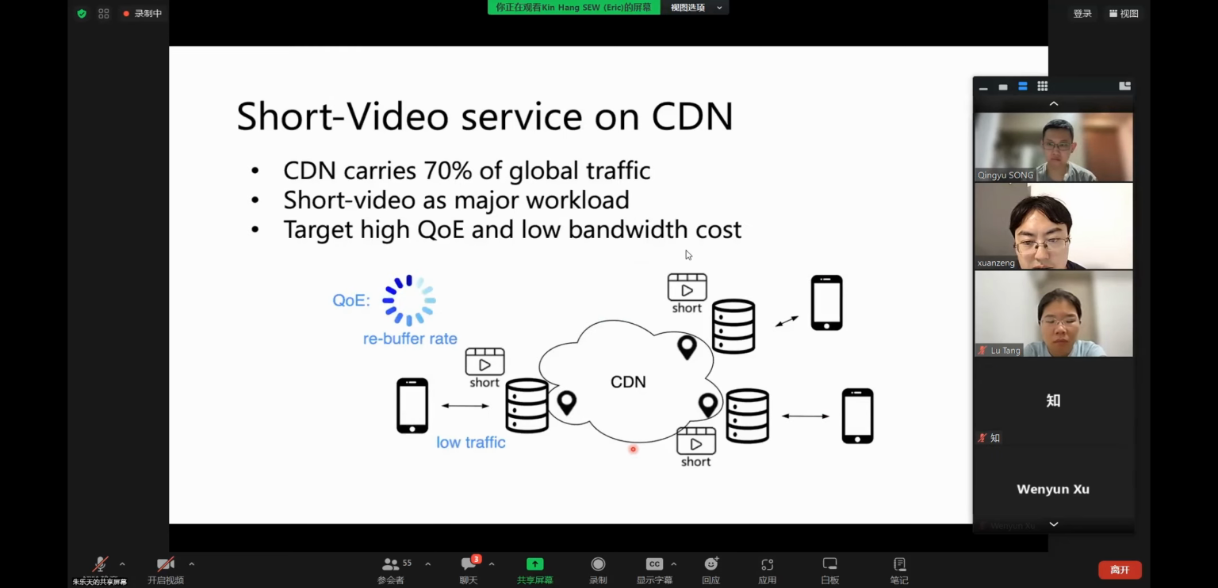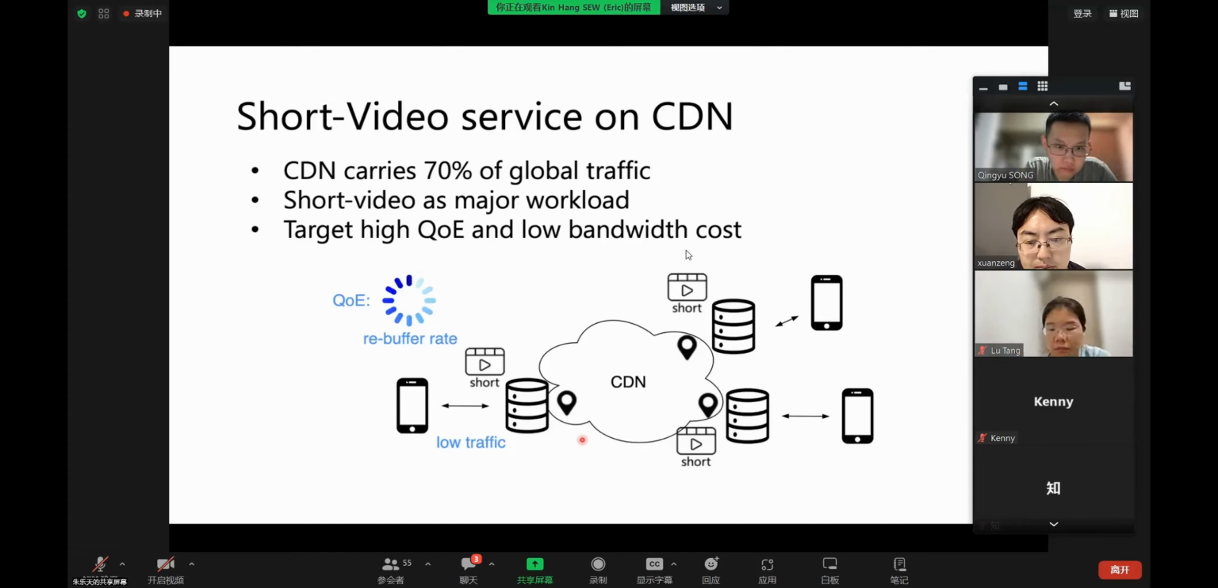Okay, so I will start my presentation. So the background of this work begins with short video service on CDN. So content delivery network, CDN carries 70% of global traffic. So it is a significant amount of traffic. Among this traffic, short video is one major workload among all the services. For short videos, we target both high QoE, quality of experience of users, as well as low bandwidth cost, so that the companies can reduce expenses.